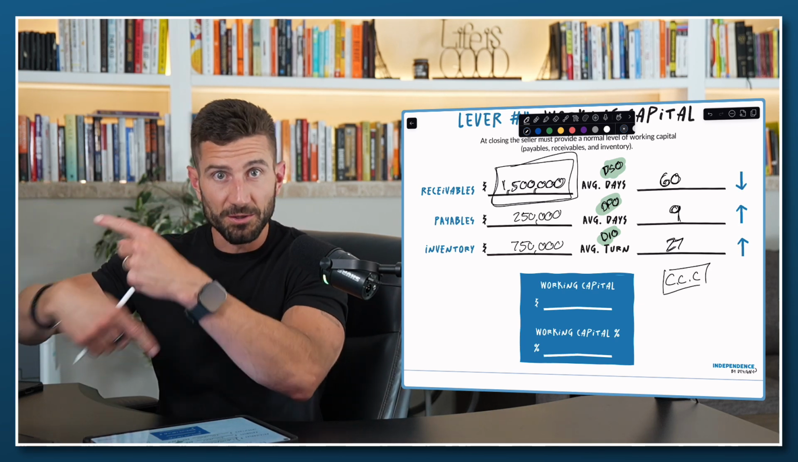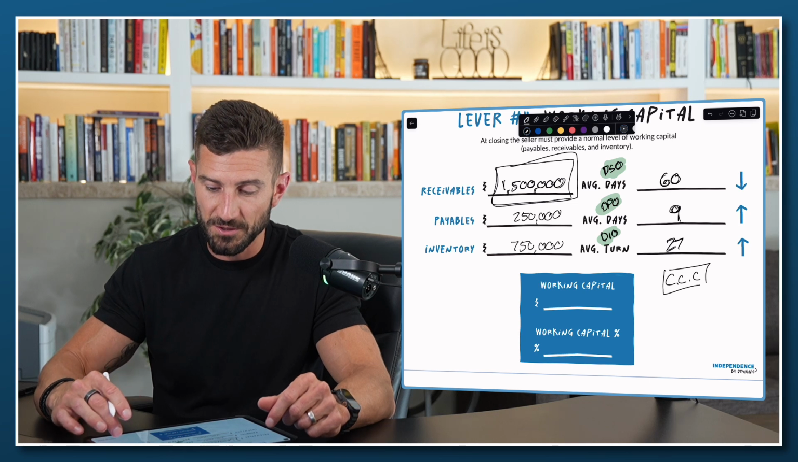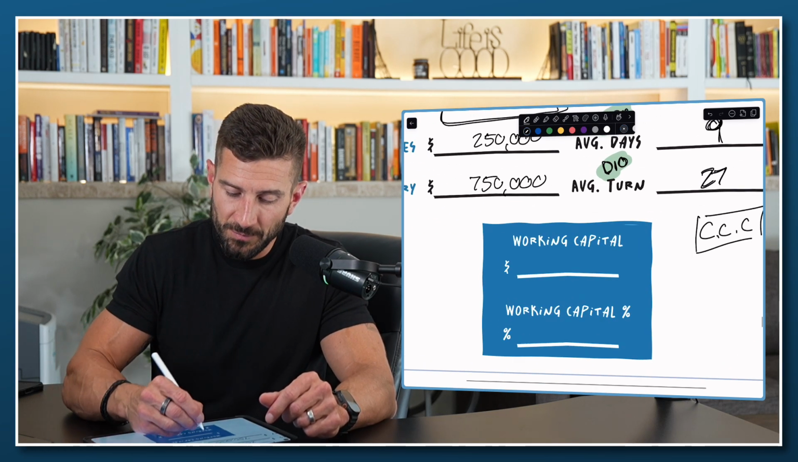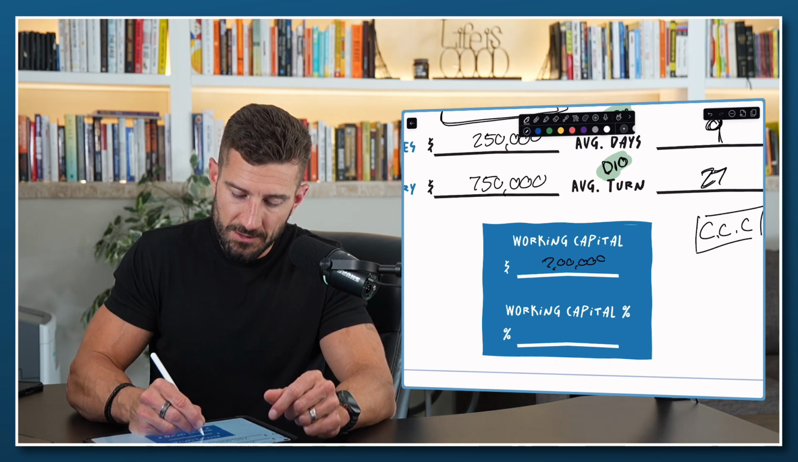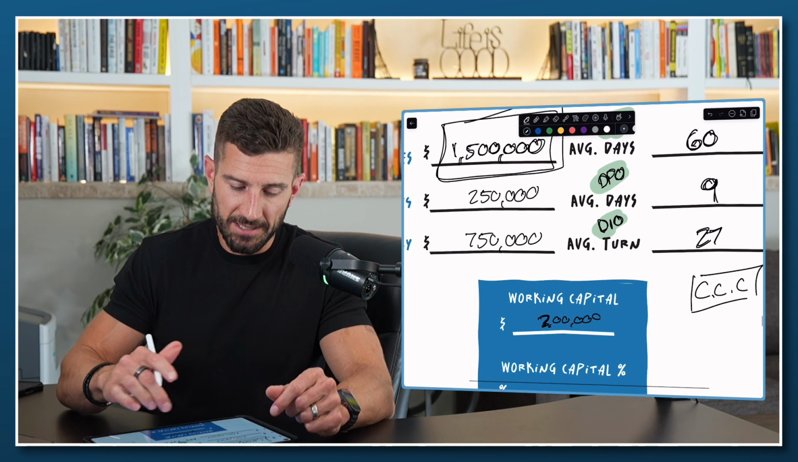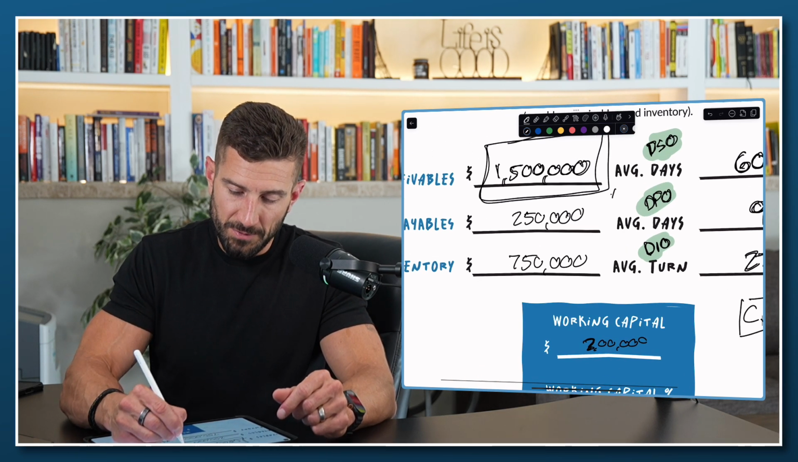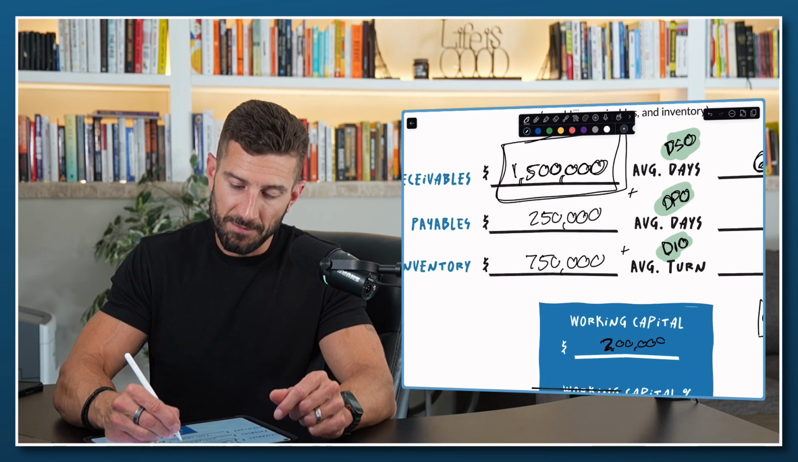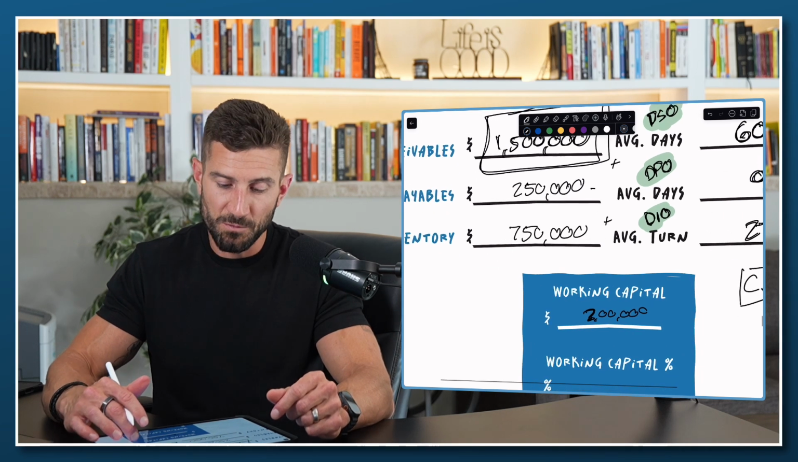How effectively are you using your cash, and how much do you have in your bank account versus other people's? So in this situation, our normalized working capital would be $2 million. That $2 million is the receivables plus the inventory minus the payables. So you can see we get to that $2 million.